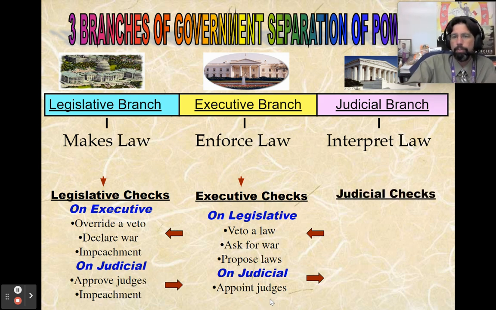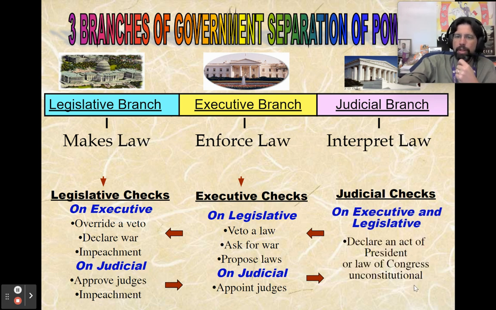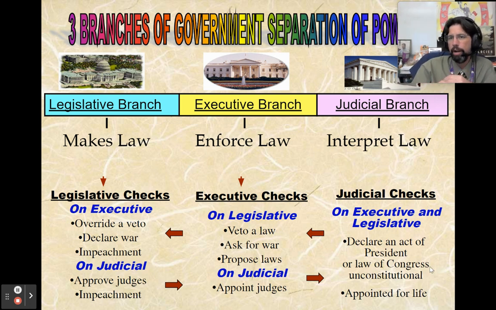Okay. Now, judicial checks are really simple. Supreme Court, how do they check the other two powers? Well, they simply do what's called judicial review. They declare an act of the president or a law of Congress as unconstitutional. Okay, this is what's known as an independent judiciary or an independent court. It means that it actually has the power to stop the president and Congress from doing an action that it would deem unconstitutional.